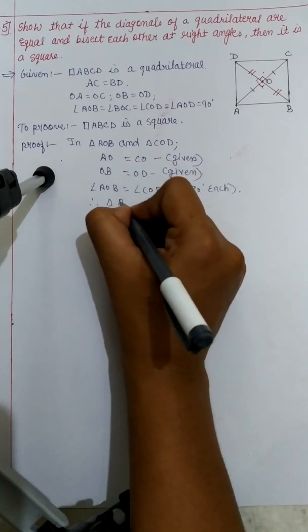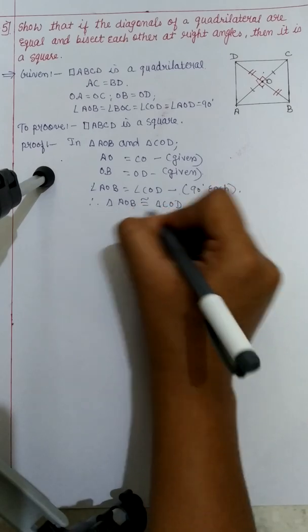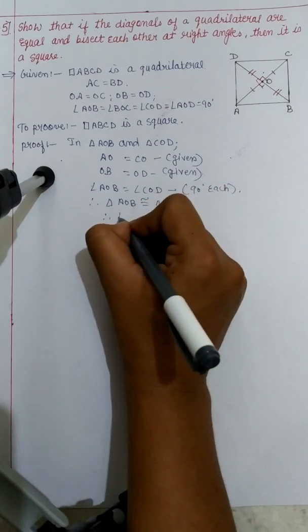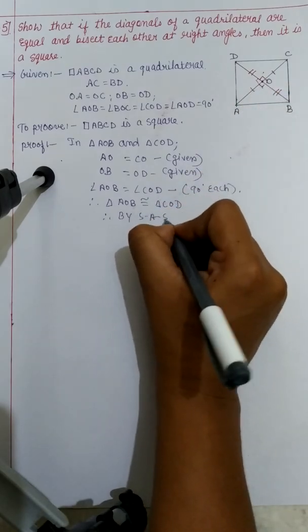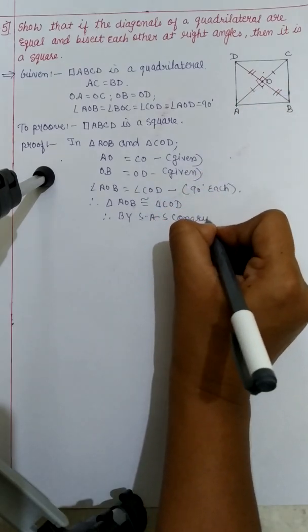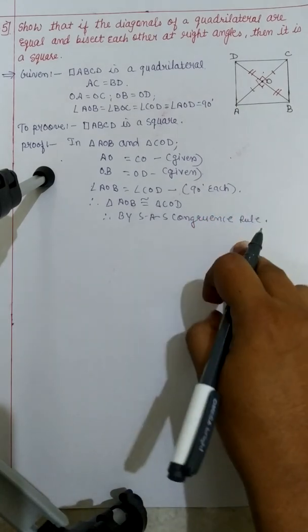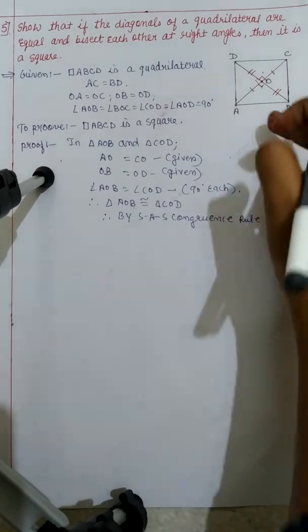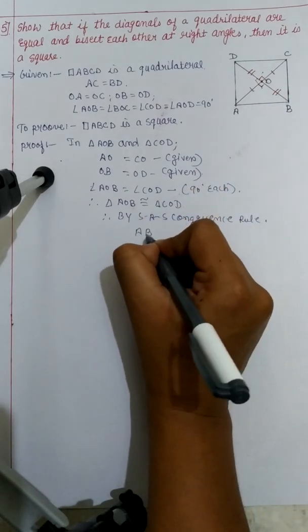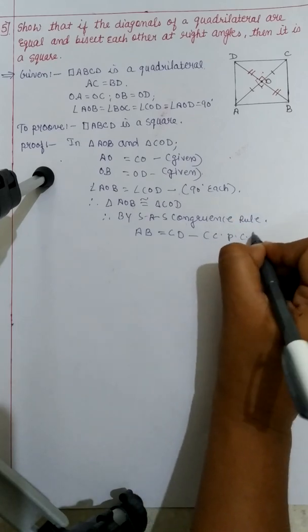So therefore triangle AOB is congruent to triangle COD, and the name of the congruence rule is SAS. By SAS congruence rule, we have said that these two triangles are congruent to each other. Coming to the part of CPCT. By CPCT, I can say that first of all, my side AB is equal to side CD, that is CPCT.